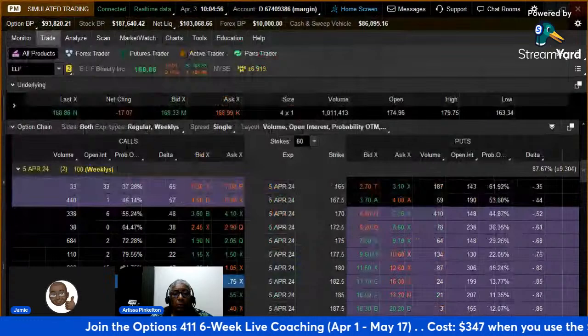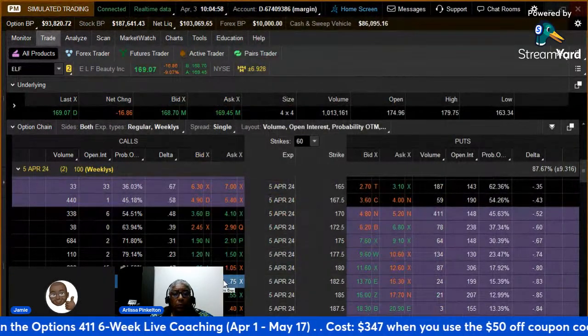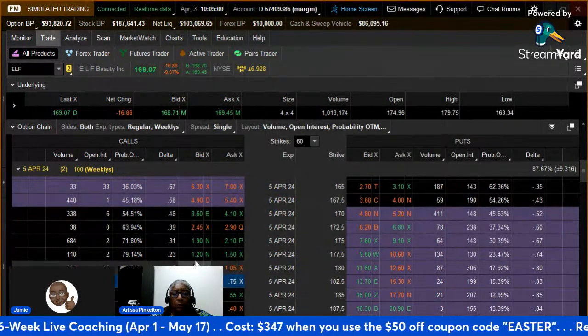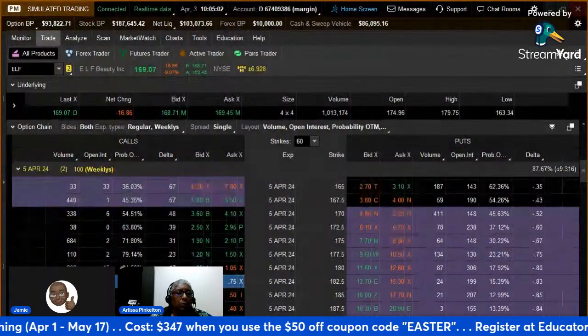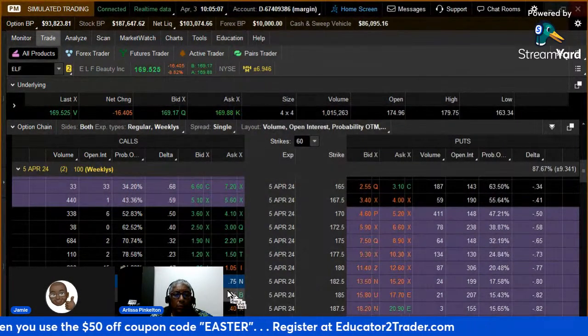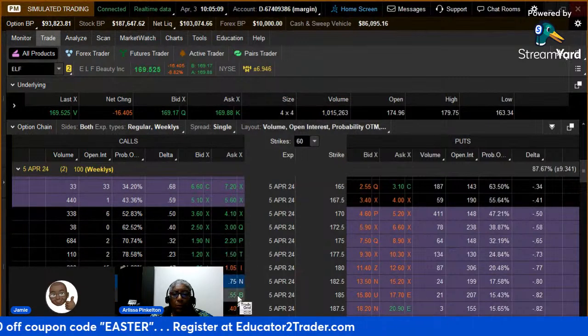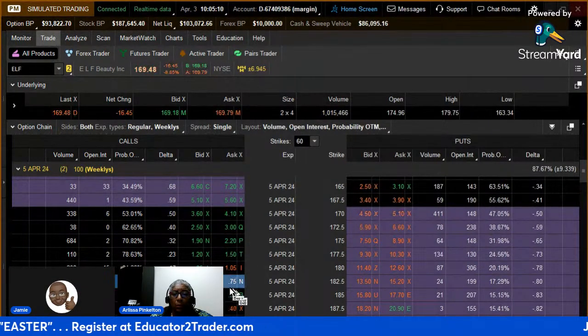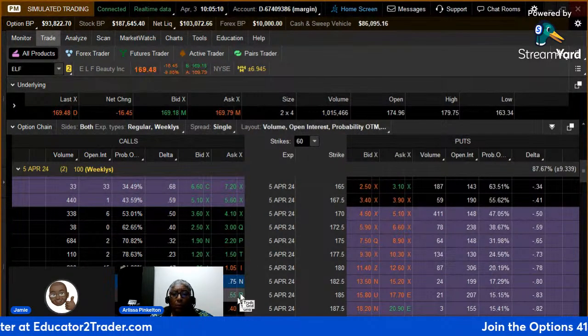What I do, I build my legs. So I click on the bid here for the sell leg, and then I'm holding control, and I click on the ask for the buy leg. That's one higher.